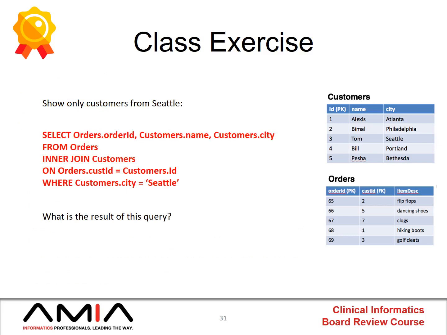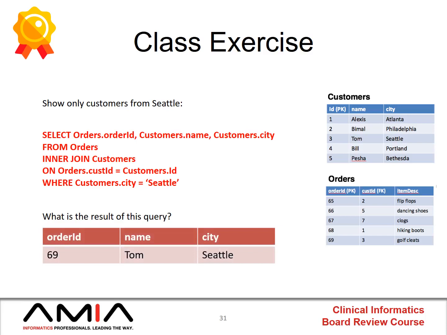All right, so let's tweak this to only show customers from Seattle. That one's straightforward. All I have to do is change my where clause. Same query, but now the where clause says where customers.city equals Seattle. And let's guess what the result of this is going to be. 69 Tom Seattle. So if you guessed that that was going to be the output, you were correct.